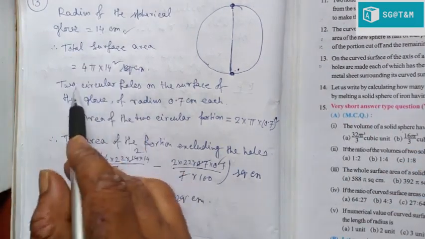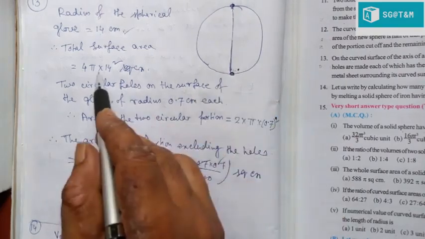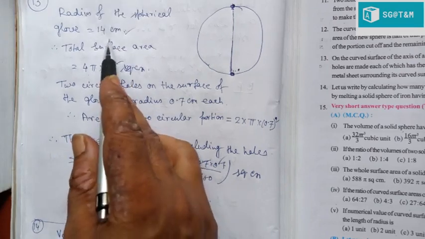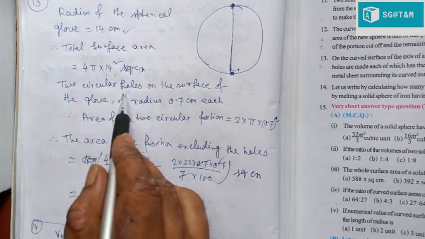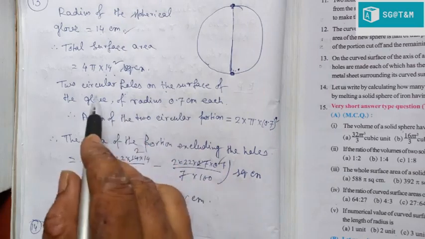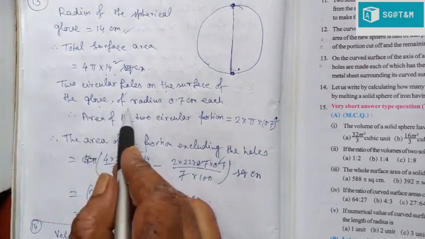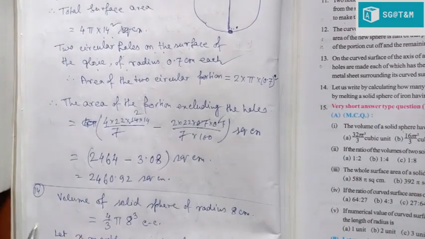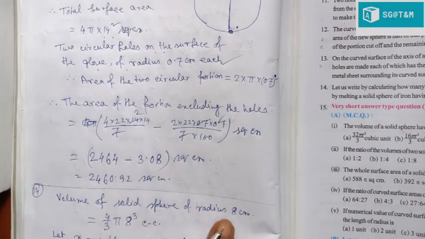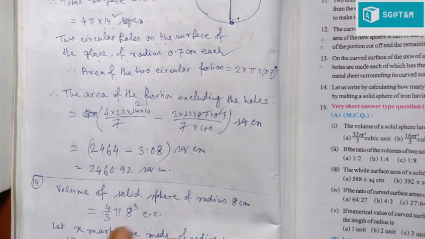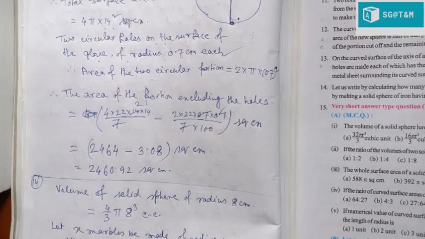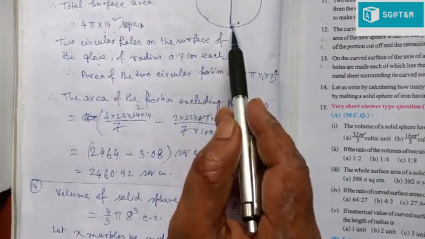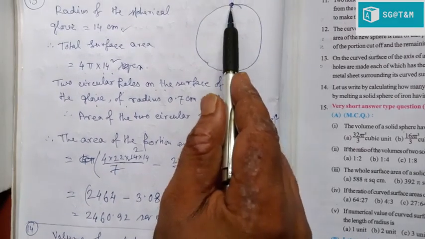So the total surface area of the globe, if there are no holes, that is the total surface area including the holes, is 4 pi r square. Here r is 14. The circular holes on the surface of the globe have a radius of 0.7 cm each. The area of a circle is given by pi r square, it is known to you. So there are two circles, this position and that position also.